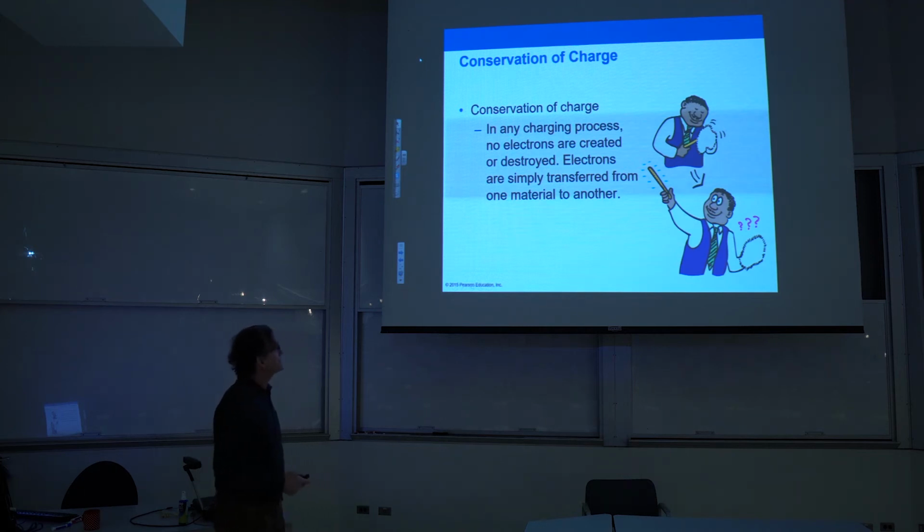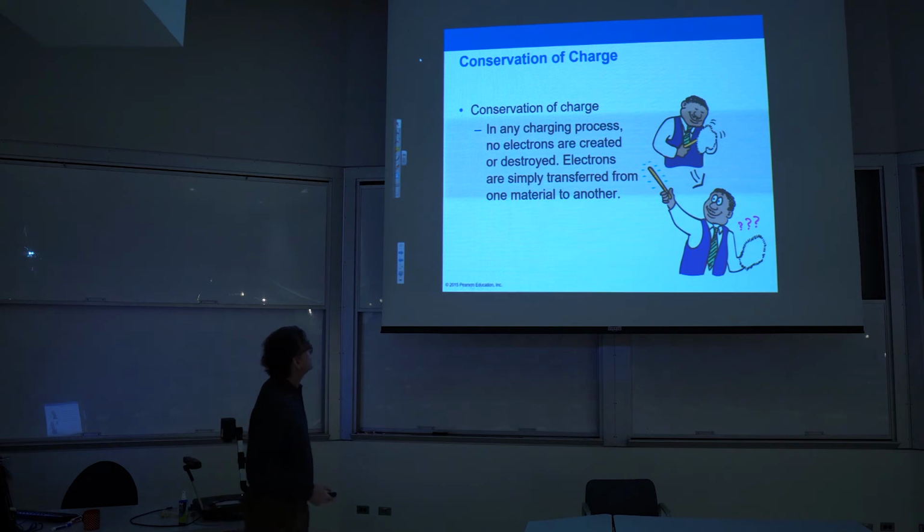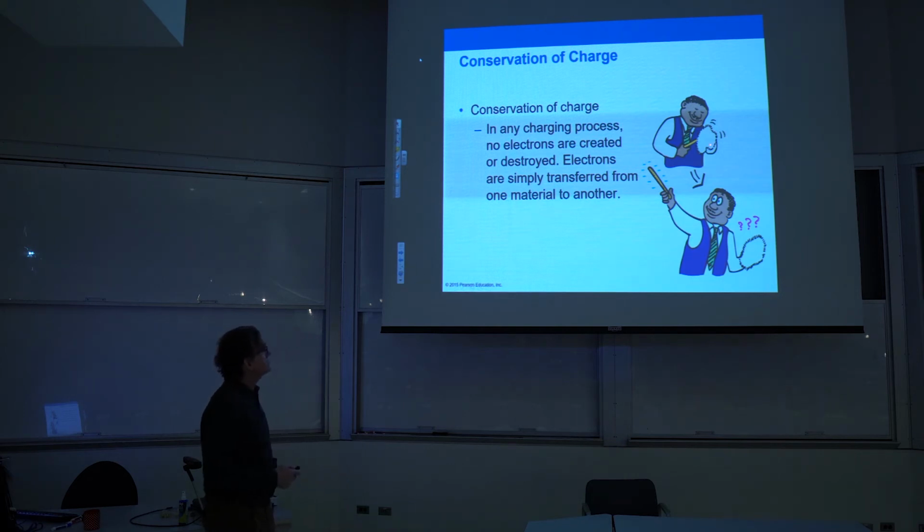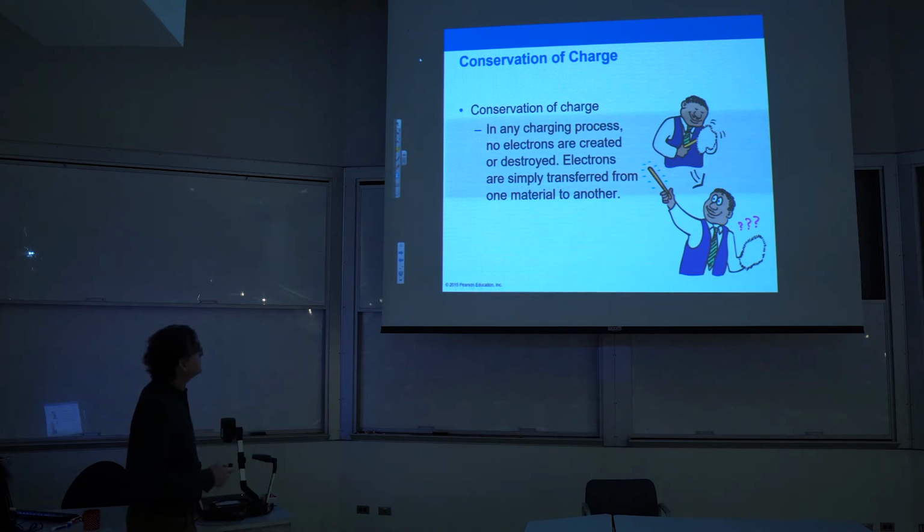Before we rub them together, the animal fur and the cloth are neutral, the rod is neutral, but when we rub them together, we separate the charges, and that means that some of the electrons, in this case from the fur, have been transferred to the rod, making this rod more negative. In any process, no electrons are created or destroyed. Electrons are simply transferred from one material to another.